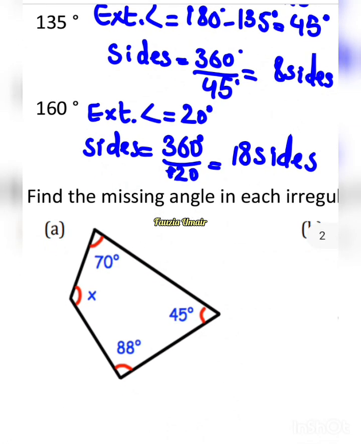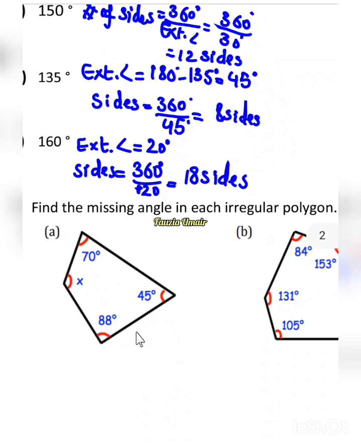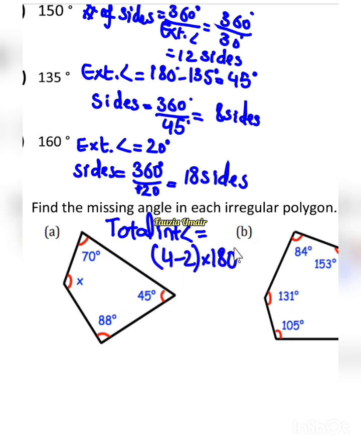The fourth question is to find the missing angle of irregular polygons. For these, we need to use the property of interior angles. Again, there are two steps. One is to find the total interior angle of this polygon, and then find the unknown. It's a four-cornered shape, so the interior angle sum is n minus 2 into 180. So it's 4 minus 2 into 180, so 2 into 180, which is 360 degrees. Or I also know that it's a quadrilateral, and the interior angle sum of a quadrilateral is 360.